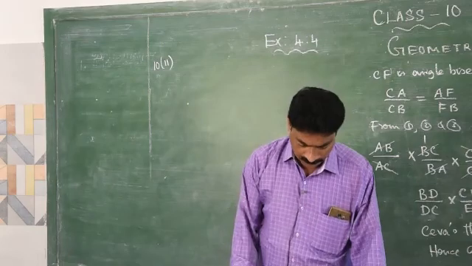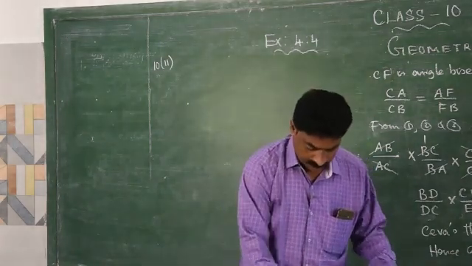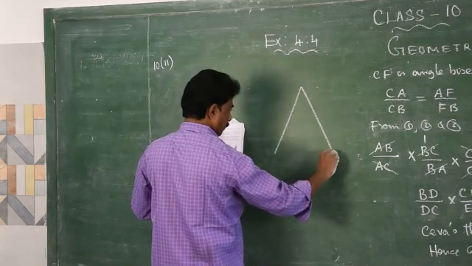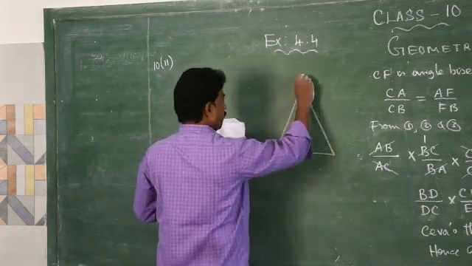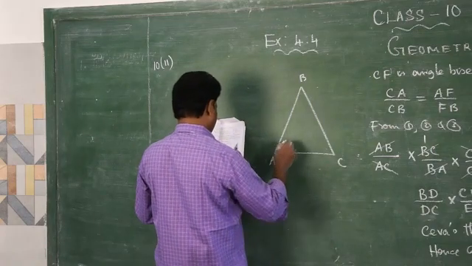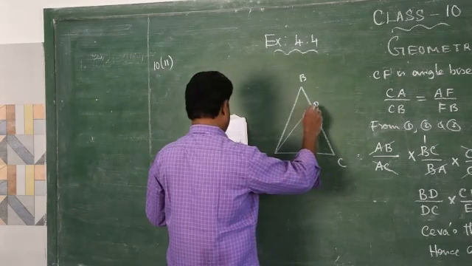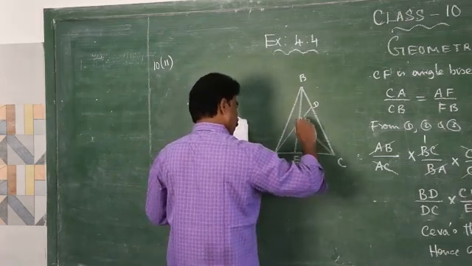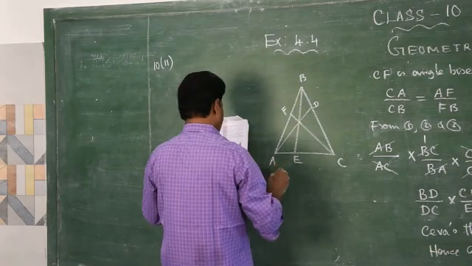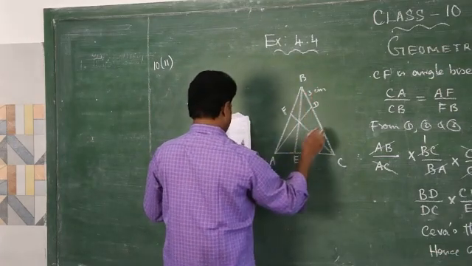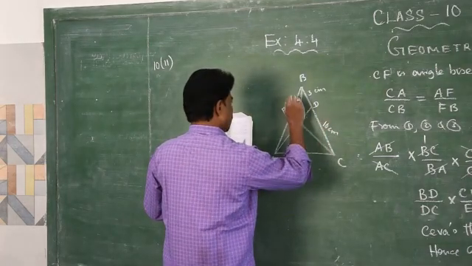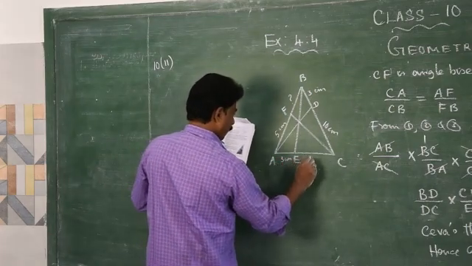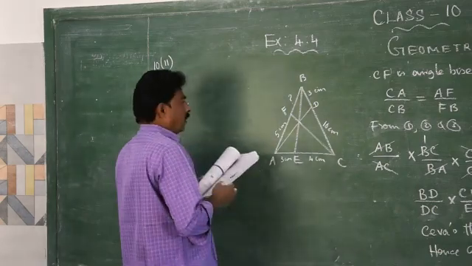So what is given? The diagram. Look at the diagram, draw the diagram. So A, B, C, AD, BE, CF, and BD is 3 centimeter given, and this is 10 centimeter. This is 5, 3, 4. You have to find BF.